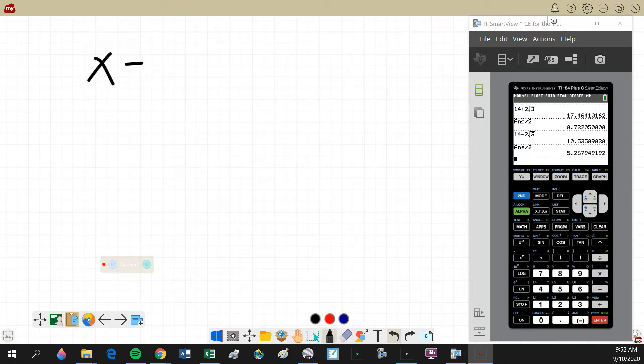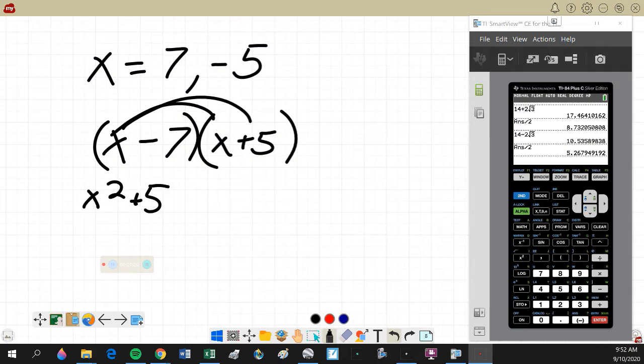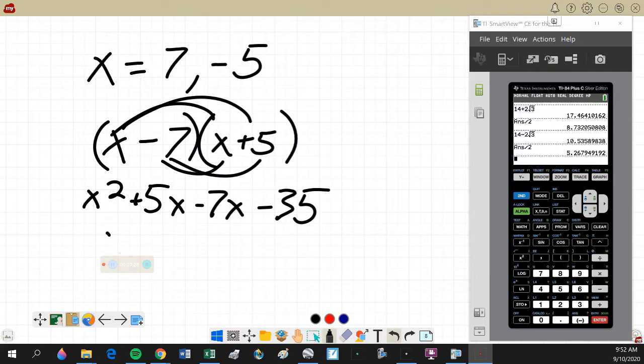What if I had x equals 7 and -5? How do I turn those two roots into a quadratic? One factor is x minus 7. And the other one is x plus 5. And I'll multiply this the other way. X squared plus 5x minus 7x minus 35. X squared minus 2x minus 35.